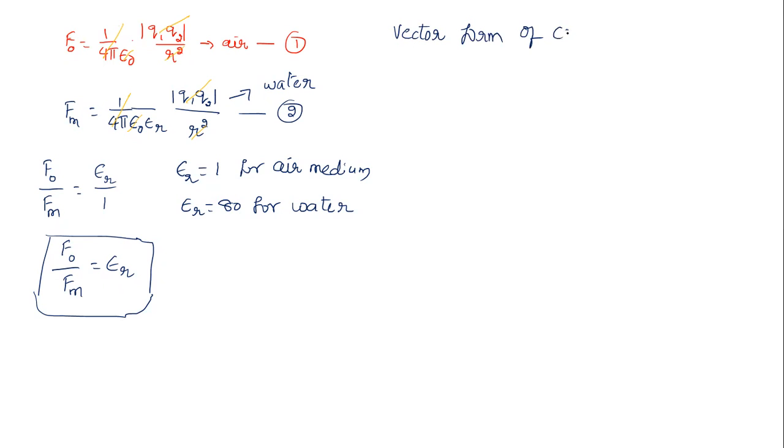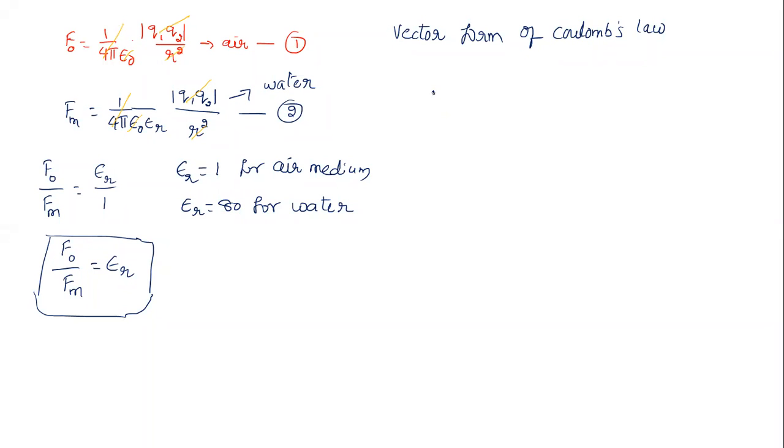Vector form of Coulomb's law. Why are we going for a vector form? Because force is a vector quantity. It must have direction as well as magnitude. Till now we dealt with the magnitude, and we need to know the direction of force. So to understand this, let us go this way.